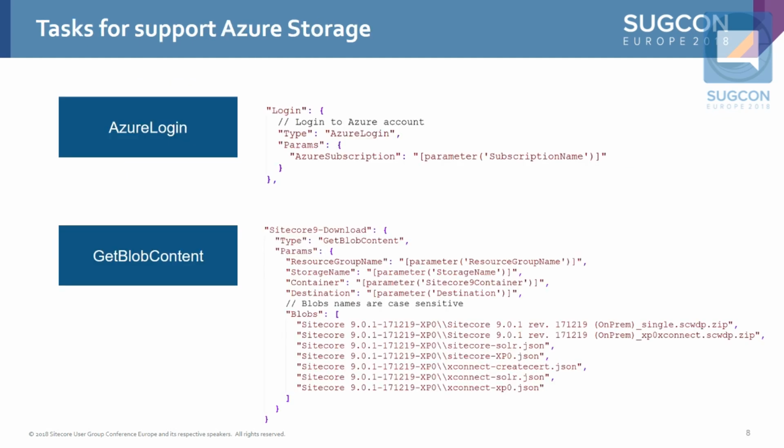To achieve this, we have just two tasks. The first one is just logging into Azure. This task asks us for the credentials only once, when we run it the first time, and stores these credentials locally. So on our development environment, we can enter credentials once and forget about this. And the second is get blob content. Here is an example where we can download all necessary files for XP0. Now I will try to have some demo.